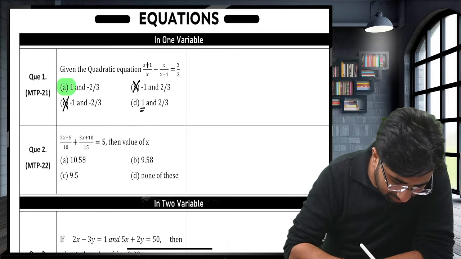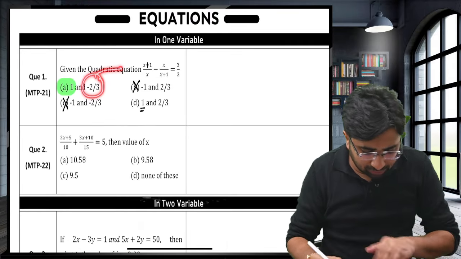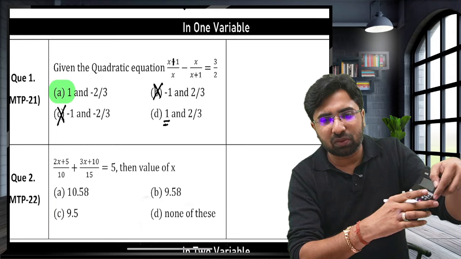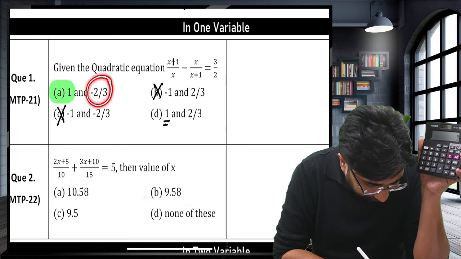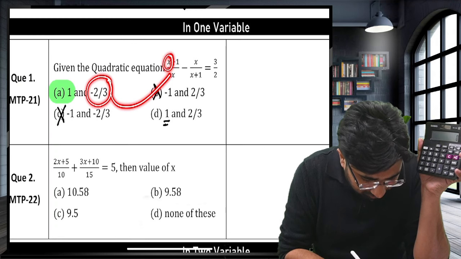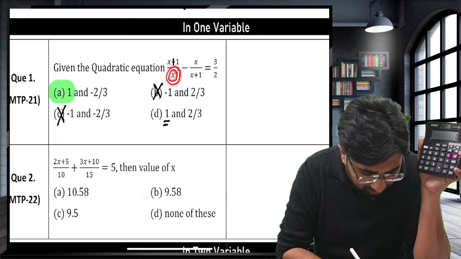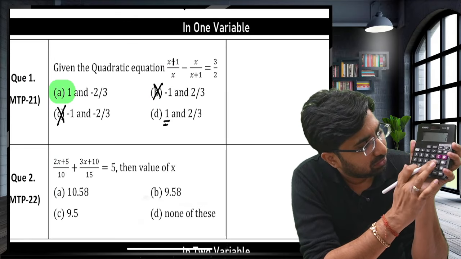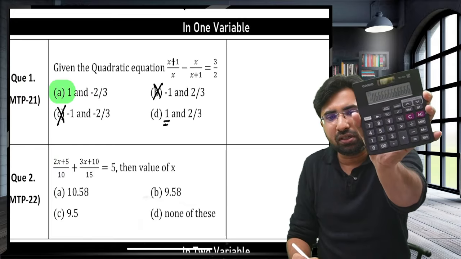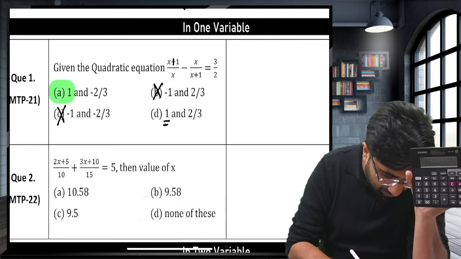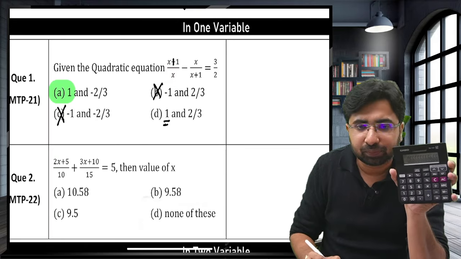Now, let's check for minus 2 by 3. Guys, hold your calculator with me. You have to see here now. In the place of x, I will put minus 2 by 3. First calculate the denominator. 2 divided by 3 with the minus sign. I hope you are having this in the calculator now.